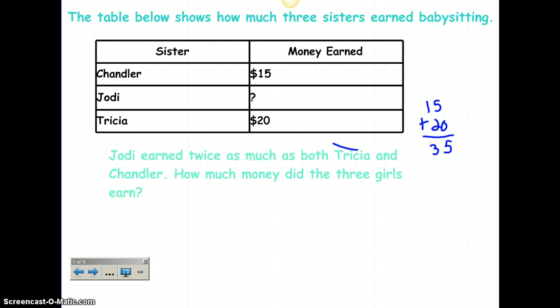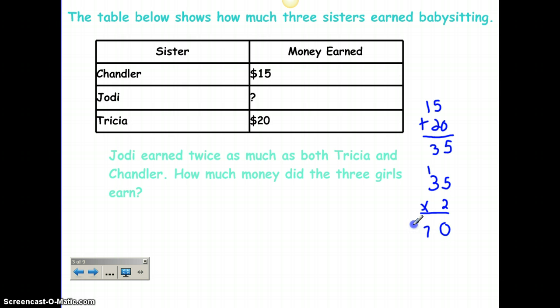Now, I know that Jody earned twice as much as both Trisha and Chandler. So I did the "and" part by combining it. And now I know that I need to double what the two girls earned, because twice as much means double, to find out how much Jody earned. So 35 times 2: 5 times 2 is 10, carry the 1, 3 times 2 is 6, plus the 1 is 7, so 70.